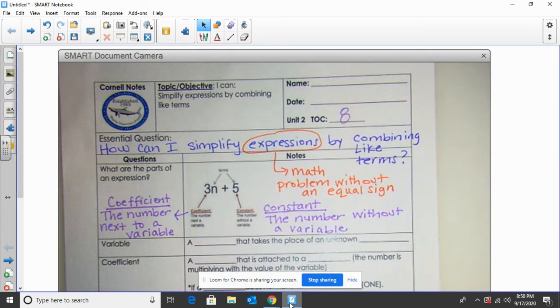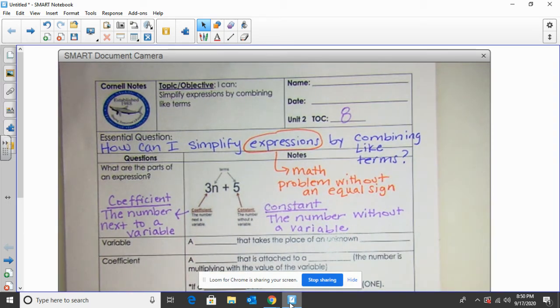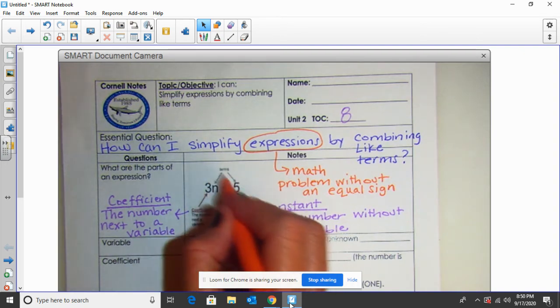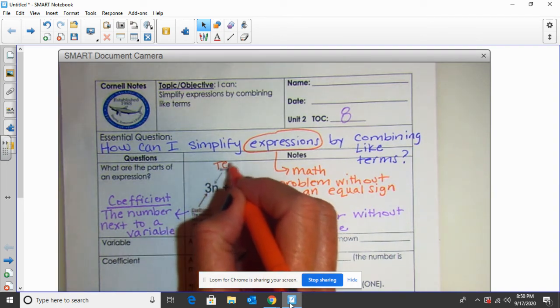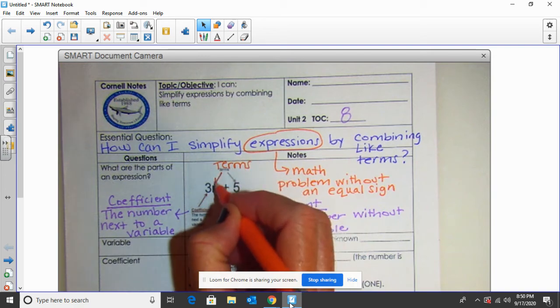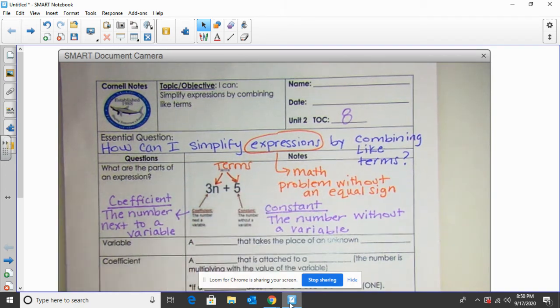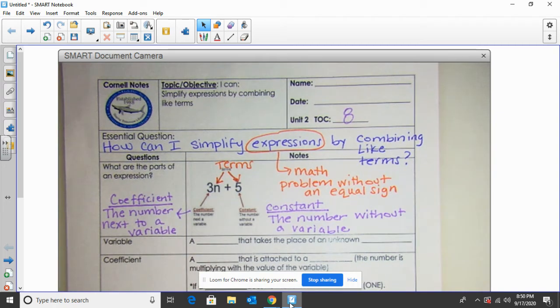Now inside an expression you have multiple pieces. The first part is both of these guys here. These are called, and I'm going to write it bigger, these are called terms. 3 times n is a term, and then this positive 5 over here is also a term. So terms are anything that's separated by pluses and minuses.